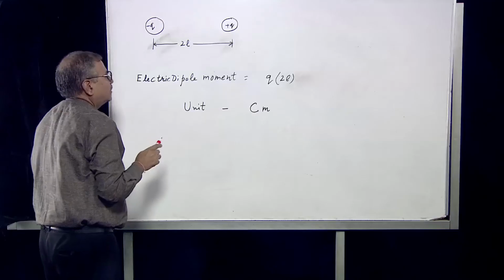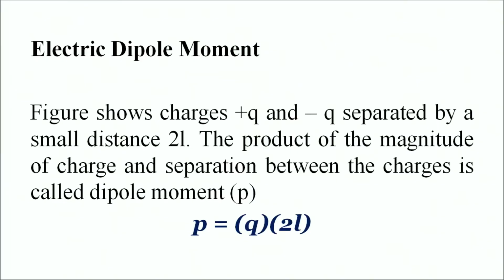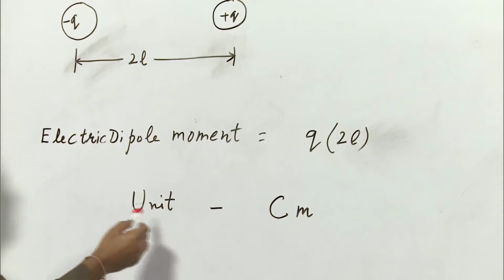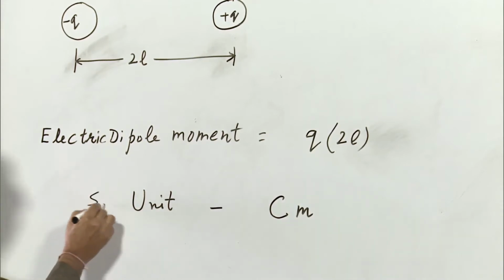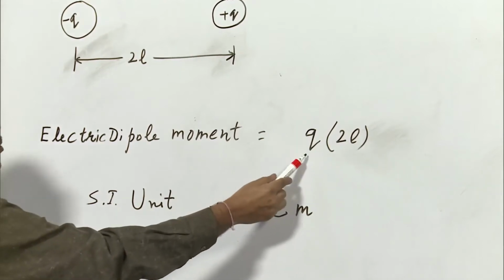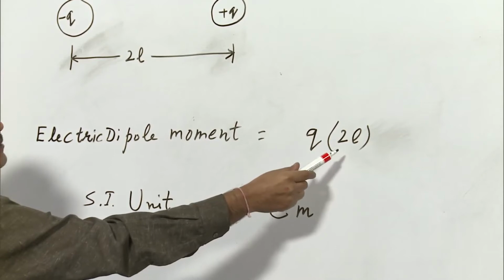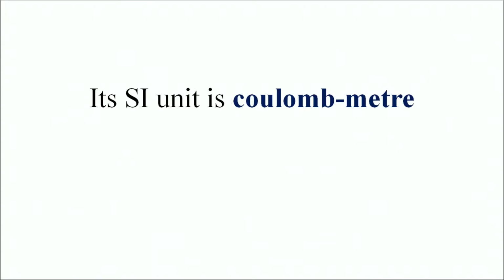Now, let us calculate the electric dipole moment in this case. Electric dipole moment will be equal to either charge into the distance between them. So, it will be q into 2L. Now, SI unit of the dipole moment will be the unit of q into unit of 2L. Q is measured in coulomb and 2L is measured in meters. So, SI unit will be coulomb meter.